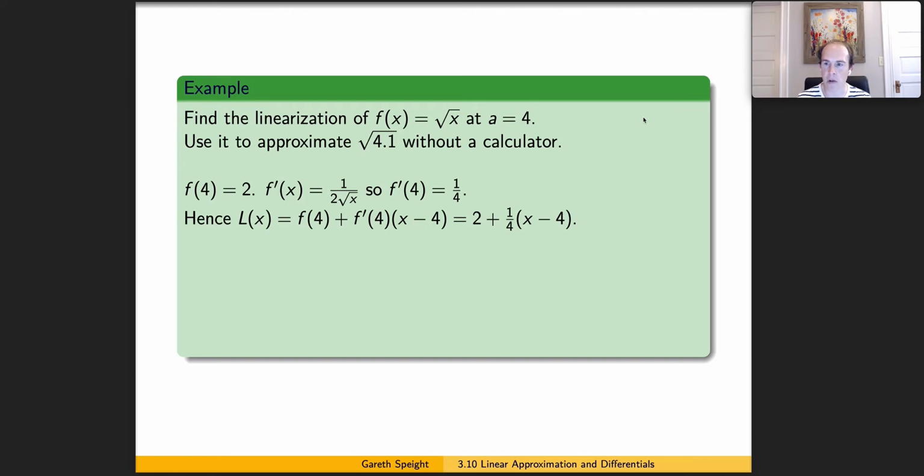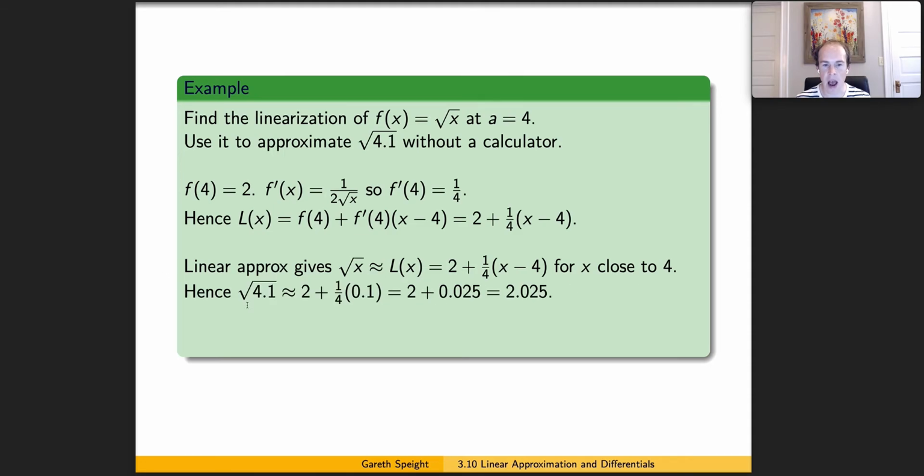If we remember back to the point of this, the linearization was the right side in the approximation for f of x. So we're saying f of x is roughly equal to the linearization, they're close, if x is close to a, which in this case is 4. Since 4.1 is pretty close to 4, we can approximate f by the linearization at 4.1. So we approximate square root x by our linearization for x close to 4, and now we want to approximate the square root of 4.1. So we're going to sub in 4.1, which is allowed because 4.1 is pretty close to 4.